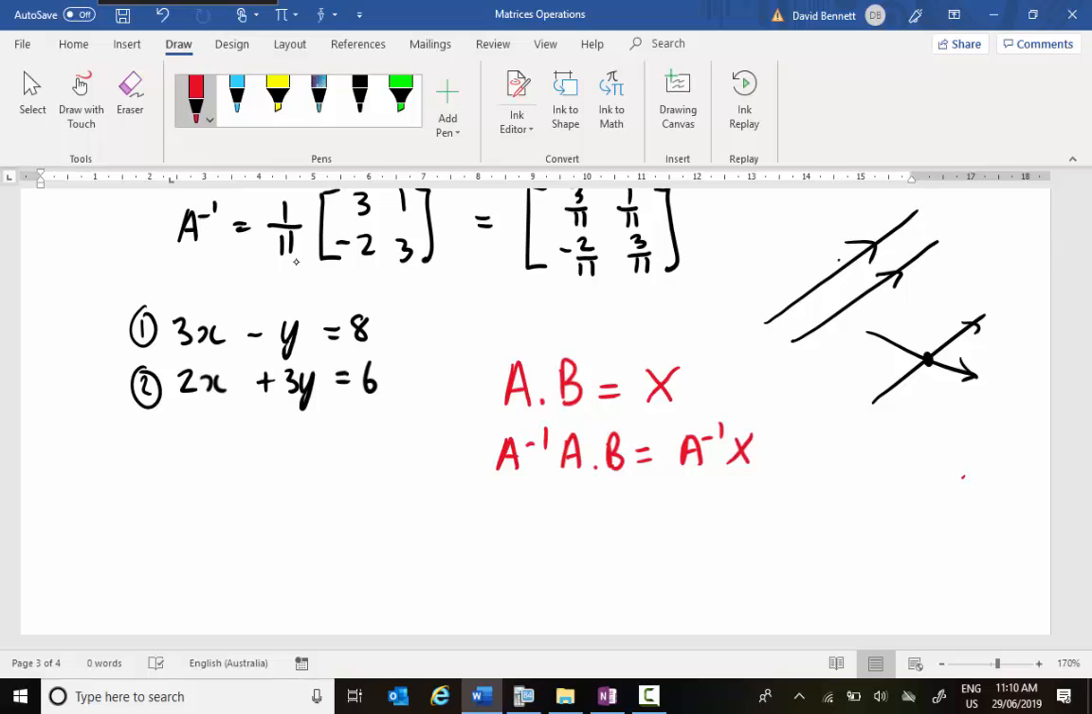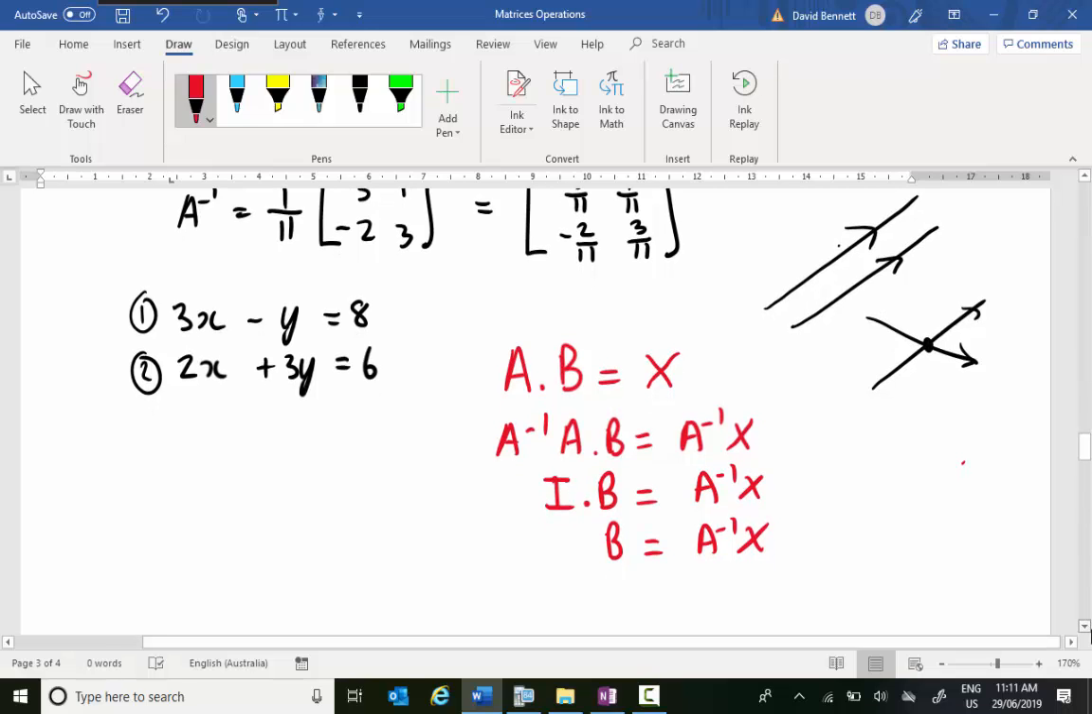Now when we do the inverse times the matrix, we have a thing called the identity matrix, and that allows us to go: that's I times X, and so therefore X is equal to the inverse of A times B. So that's the concept we're going to use in order to solve this.